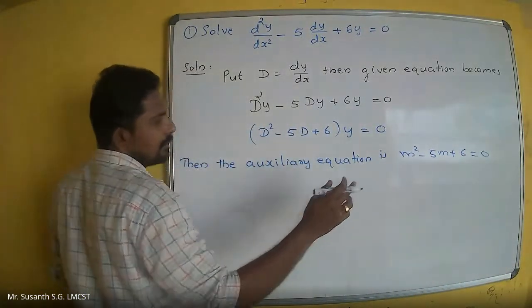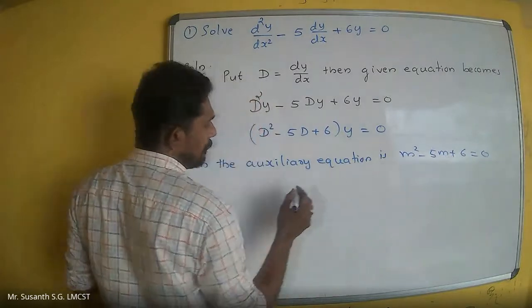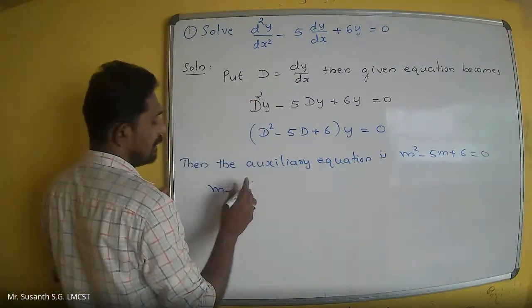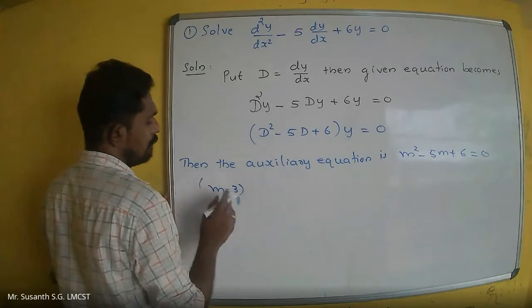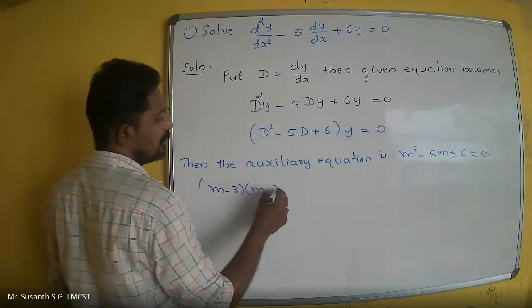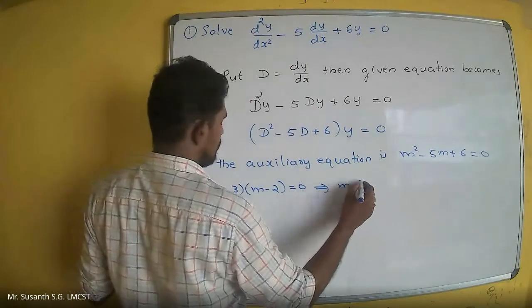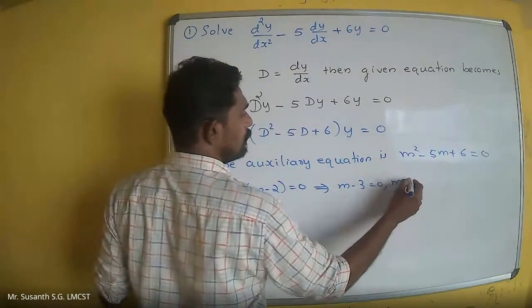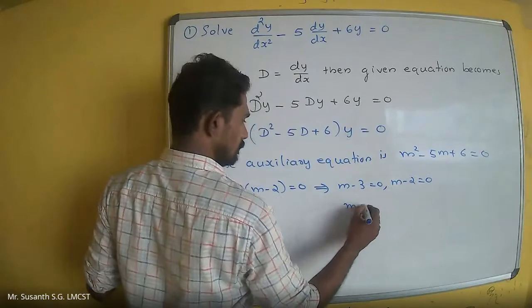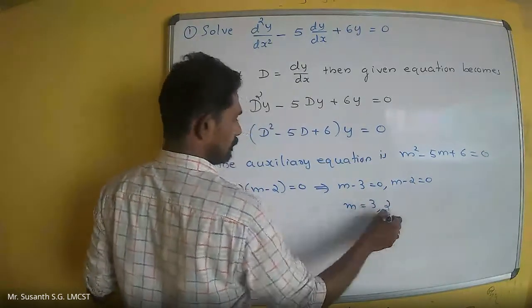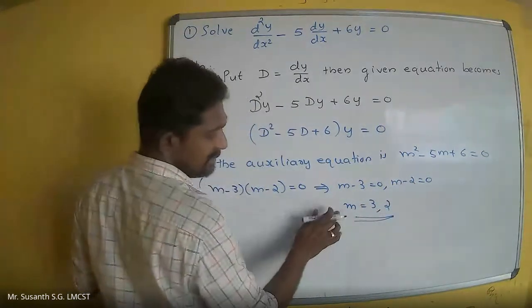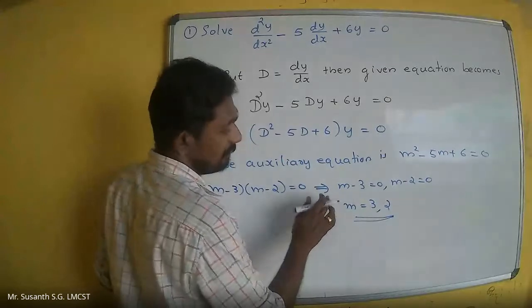M square, multiplying to 6 and adding to minus 5: that is m minus 5, m minus 3 into m minus 2 is equal to 0, which implies m minus 3 equal to 0, m minus 2 equal to 0. So m is equal to 3, 2. These are the characteristic roots of the auxiliary equation.